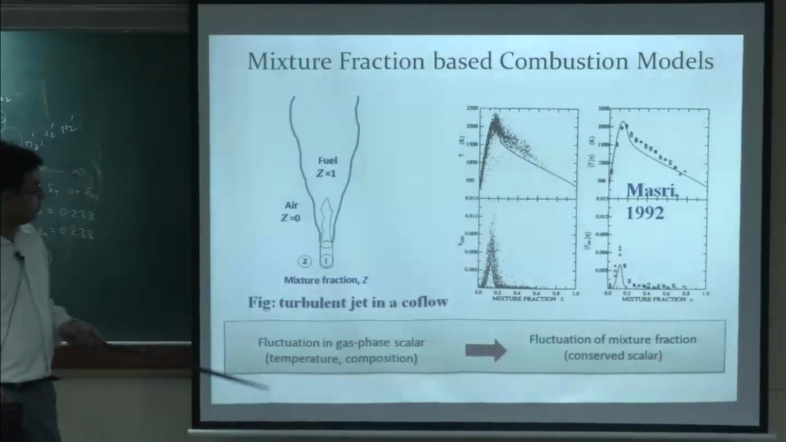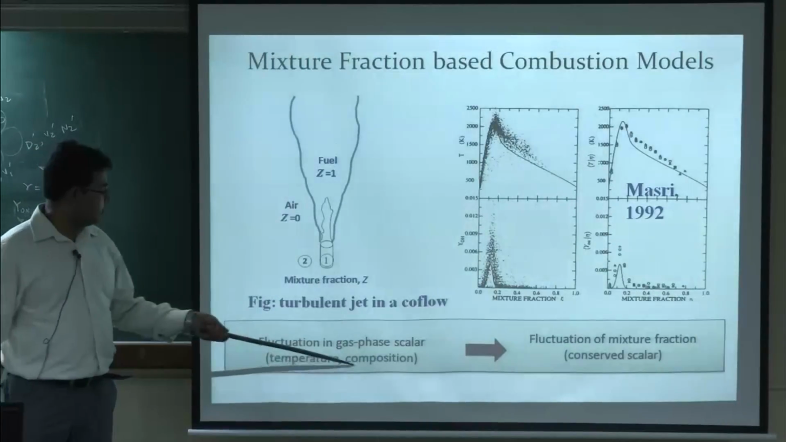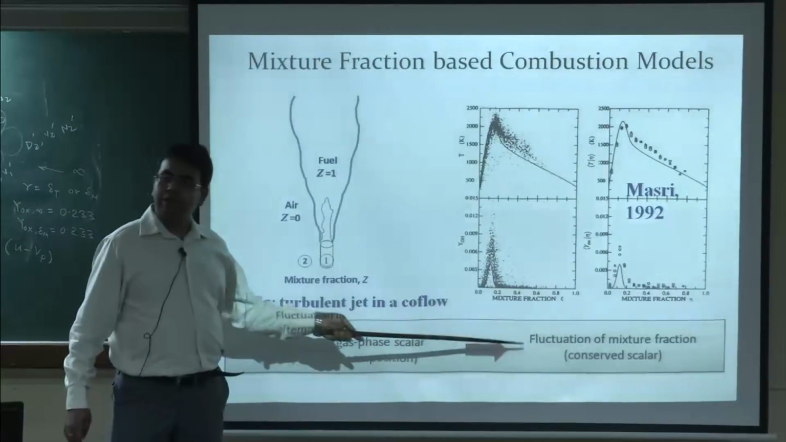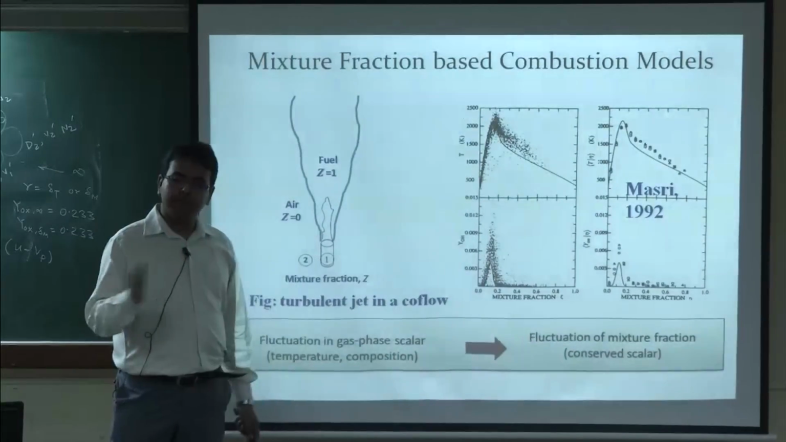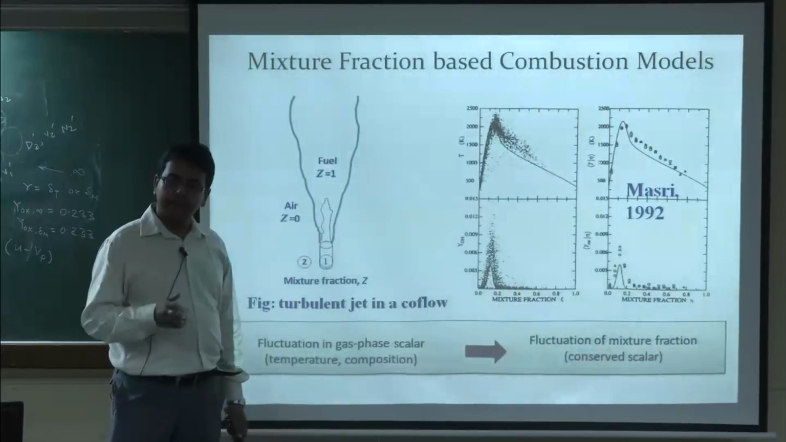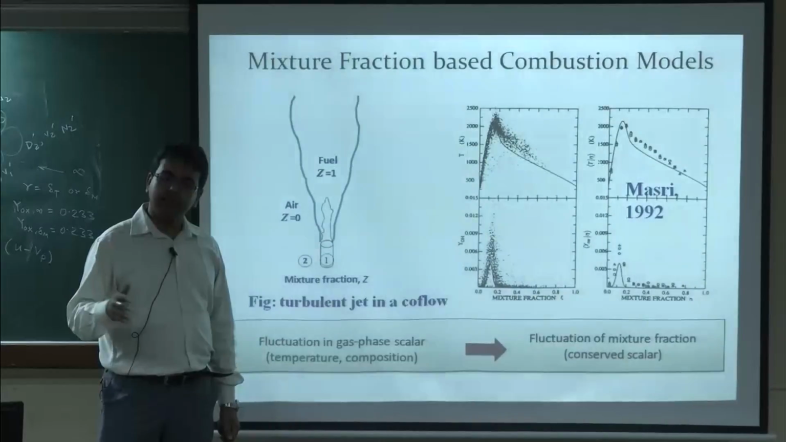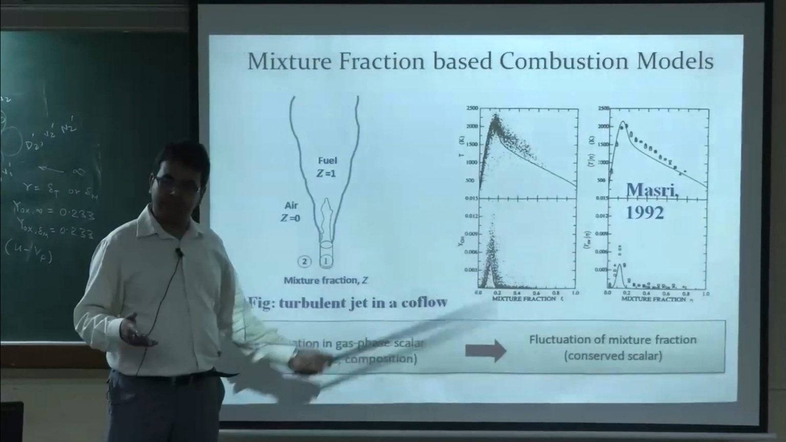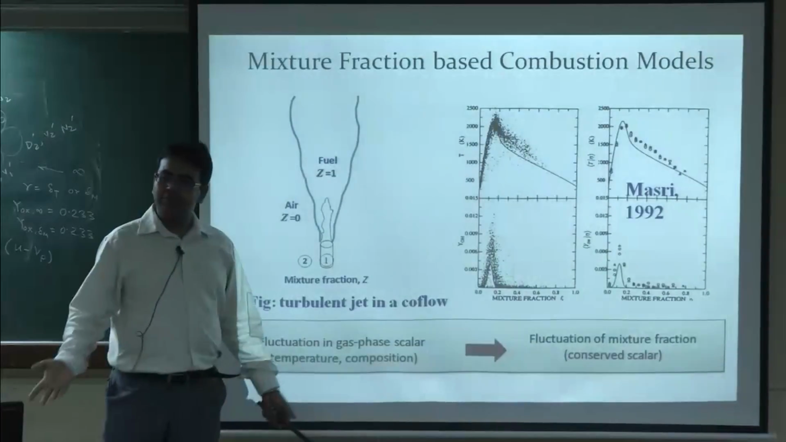So what we have found is that the fluctuation in the gas phase scalar quantities like the temperature and the composition are related to the fluctuations in a conserved scalar, right. So if locally there is some change in the temperature and the composition, that can be related to the fluctuation in the conserved scalar, that is the mixture fraction.